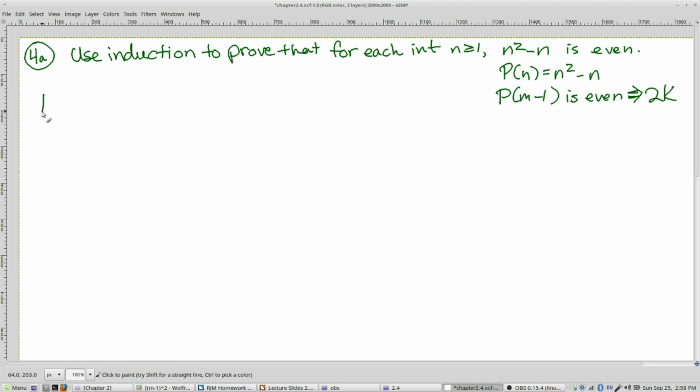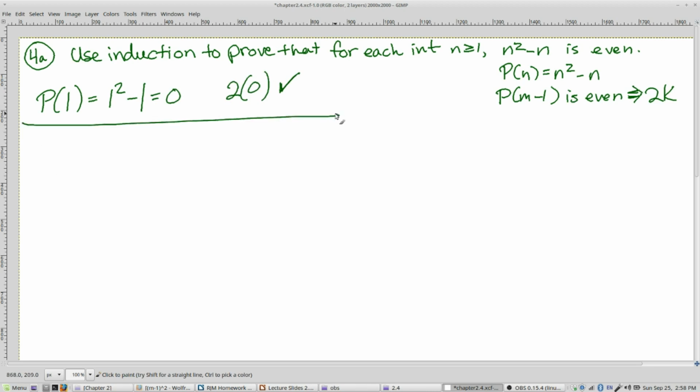So let's look at p of 1, which is equal to 1 squared minus 1, which is going to be 0. And I guess that's 2 times some number, so that one checks out according to the book. And then next we want to look at m minus 1. So p of m minus 1, we already know this is even, but that will come into play later. P of m minus 1 is going to be (m minus 1) squared minus (m minus 1). Remember to put this in parentheses because this subtraction will have to distribute to both of these later on.